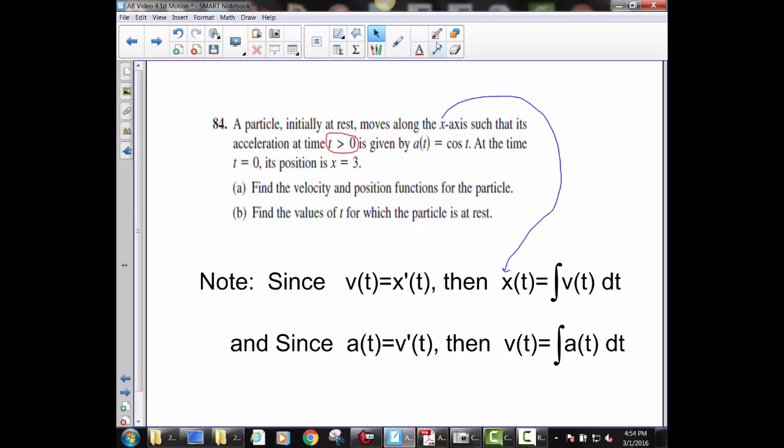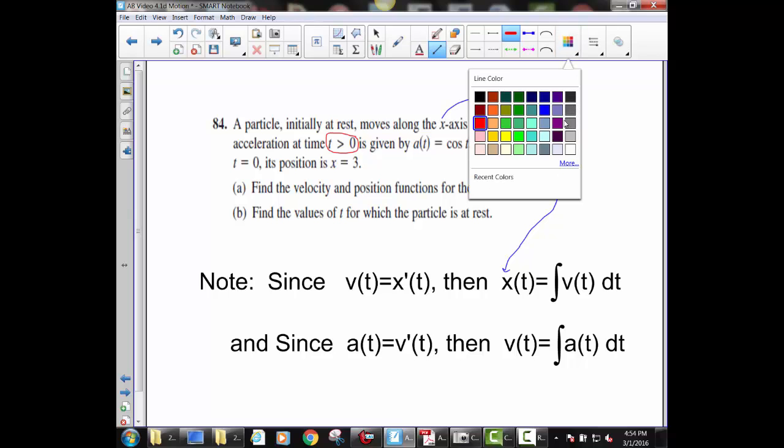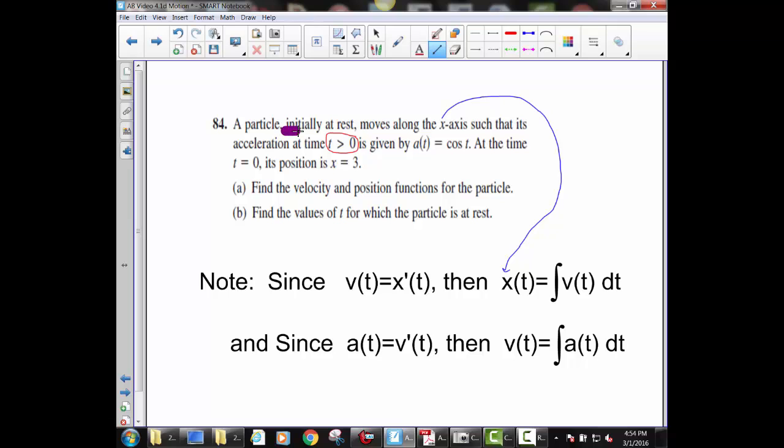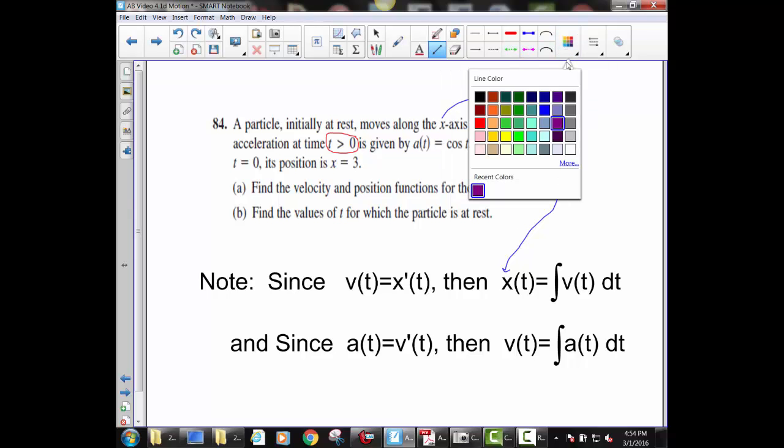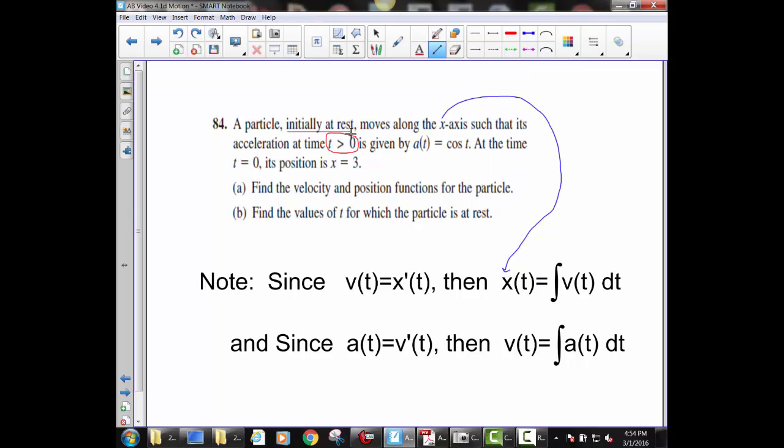Initially at rest. You got to really be careful and pay attention to what they're saying. And they are saying, whoa, that's like way too thick. Okay, undo. Try it again. And we'll make it way thinner. And I like the purple, so we'll make it purple. And it is initially at rest.